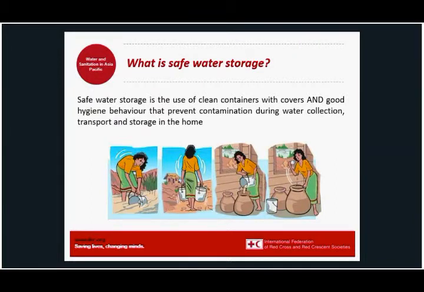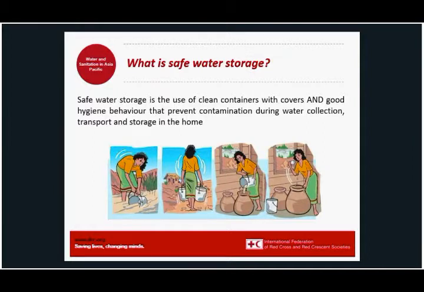And what is safe water storage? Here there are 2 points that we also have to remember, the physical and the software component. Safe water storage is the use of clean containers with covers. So here we are talking about physical things and good hygiene behaviors, which means that we are talking about the software components. Why do we need safe water storage? Safe water storage is important because it prevents contamination during water collection, transport, and storage in the home.